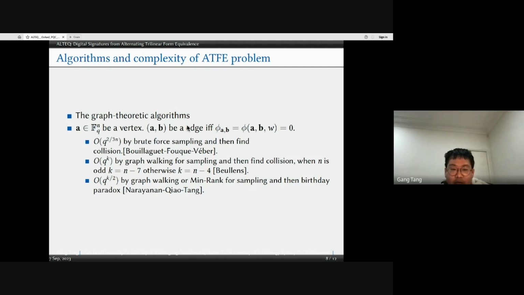The idea is to sample low rank points, instead of by brute force, by graph walking, and then apply the global basis many times to find collisions. The last one is big O of q to the k over 2. The idea is to sample low rank points by graph walking or by solving the min rank problem. And then we just need to use the birthday paradox instead of applying the global basis many times.